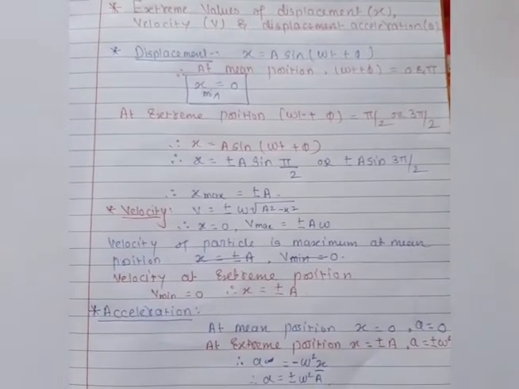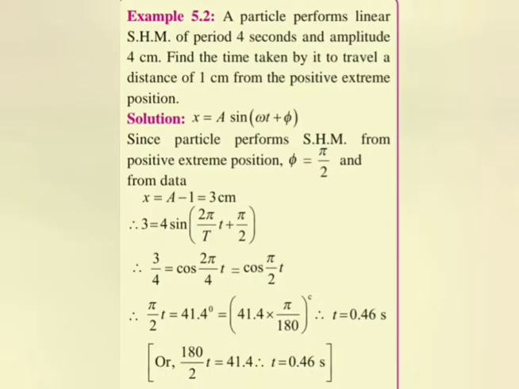So here students, we have some numerical based on the concepts we already did in the previous condition. So here the question is, a particle performs linear simple harmonic motion and the time period is 4 seconds, and the amplitude is 4 centimeter. And here we have to find out how much time is taken to travel a distance of 1 centimeter from the positive extreme position. It means we have to find out the time here. So let's move on to the solution of this question students.